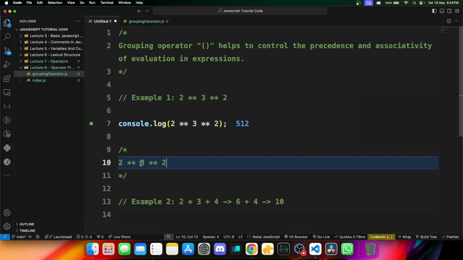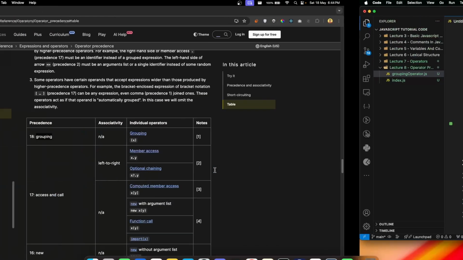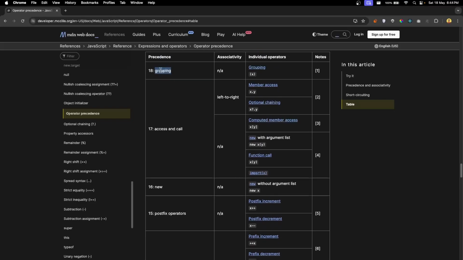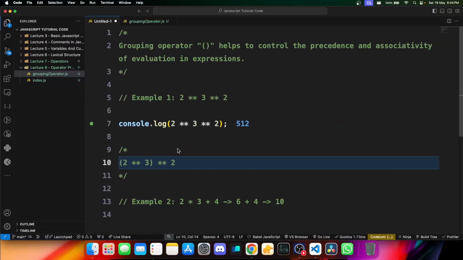So as I said, you can use the grouping operator. What you have to do is increase the precedence of this part. So you just add parentheses, the grouping operator, around this. And now if you check the precedence rule, the highest precedence is given to the grouping operator. So you have to solve the grouping operator first. How to solve it? You have to solve the expression inside that grouping operator, and that's the way you can solve it.